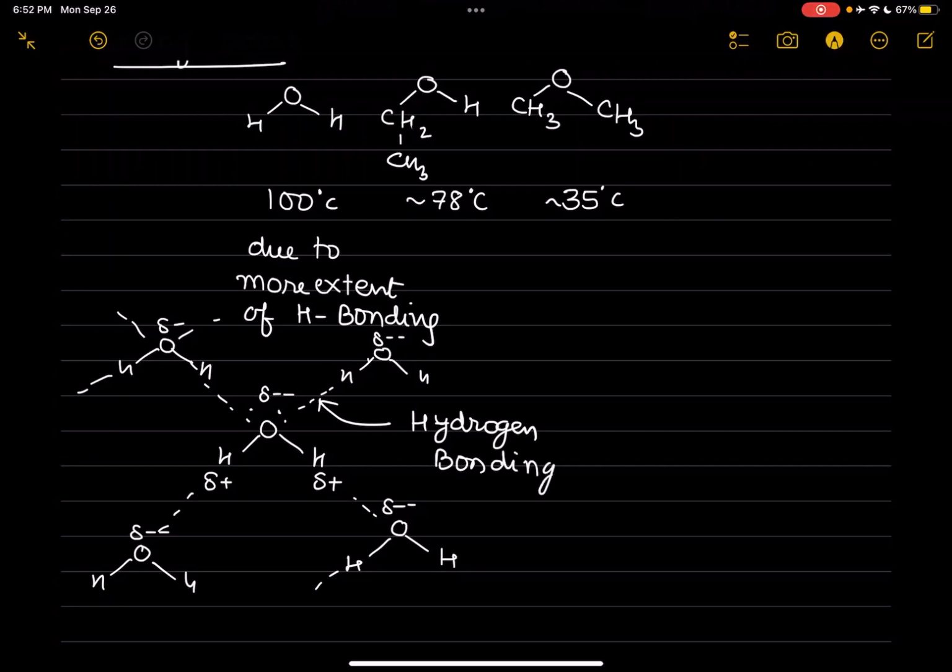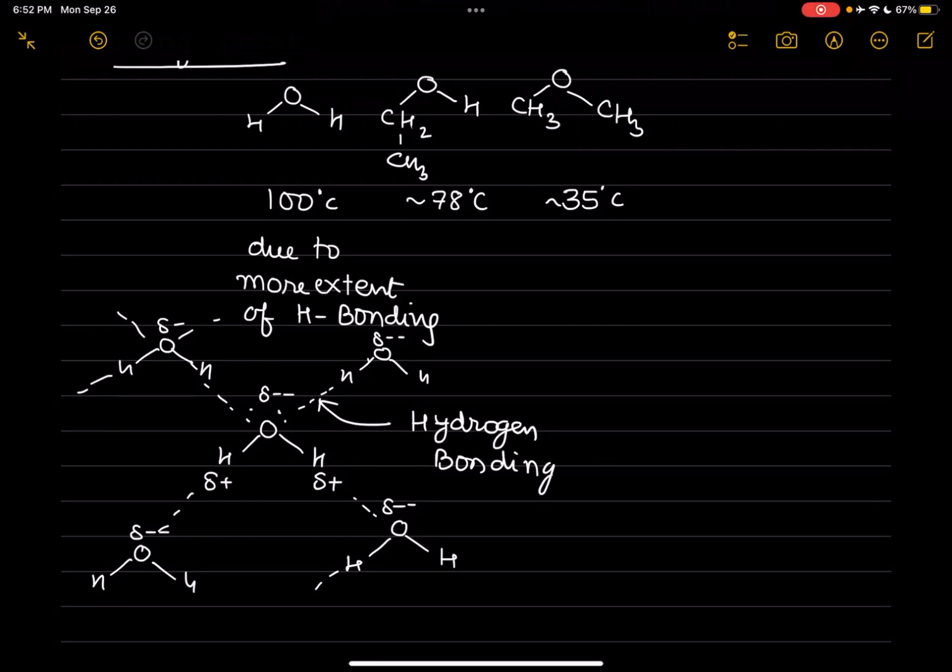So suppose you want to make water into steam, if you want to convert it into steam, you need to break all these bonds because they are interconnected. So you need to give a lot of heat. Okay.